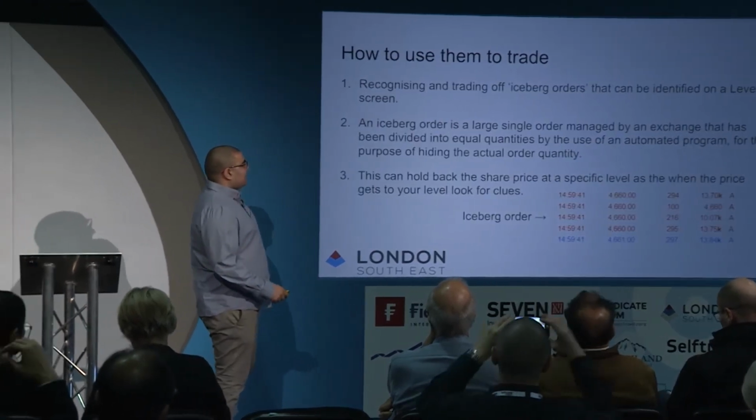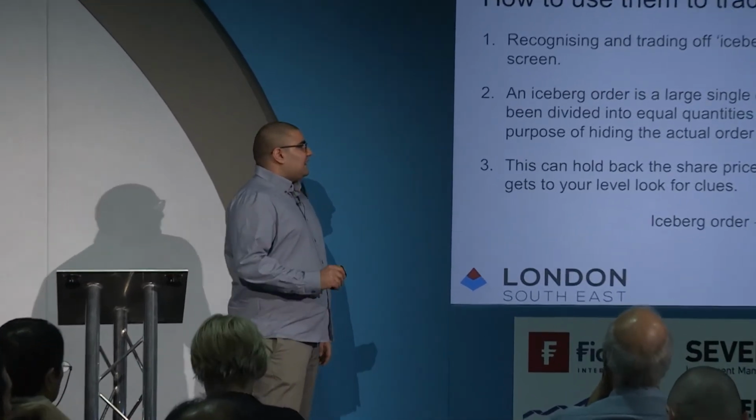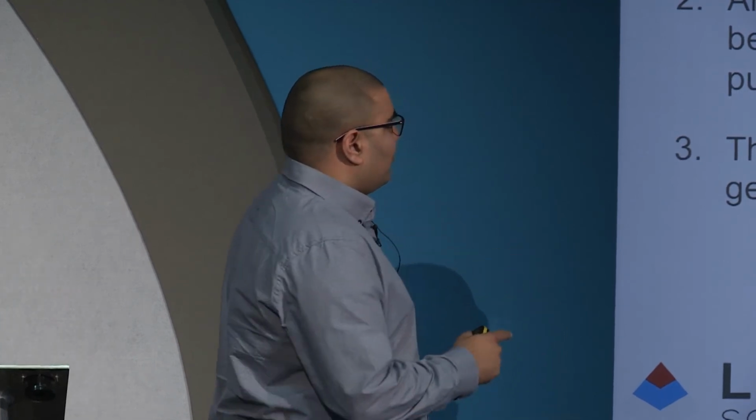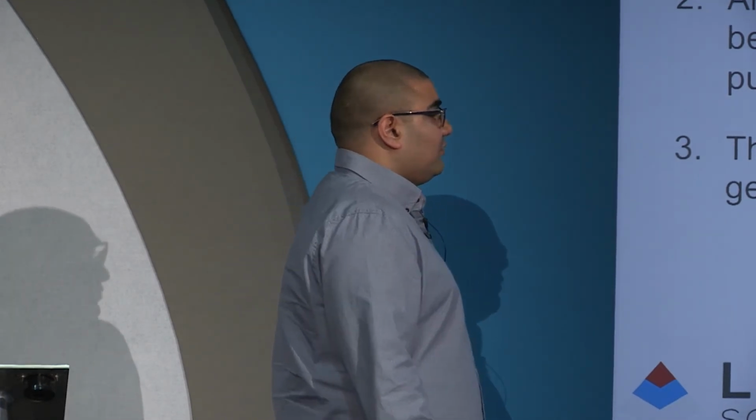An iceberg order is a large single order managed by an exchange that has been divided into equal quantities, used by an automated program for the purpose of hiding the actual order quantity, which is what I explained earlier. And this can hold back the share price at specific price levels when the price gets to that level, so look for clues.